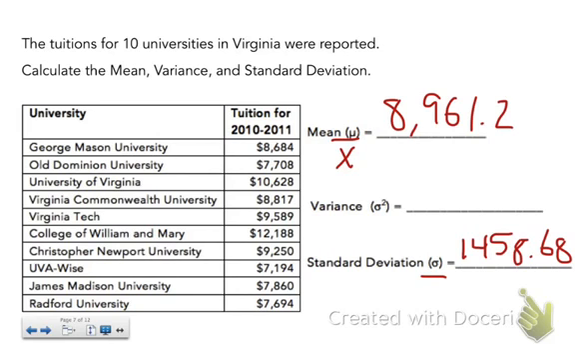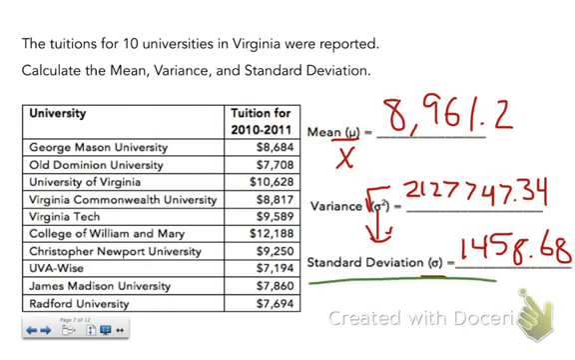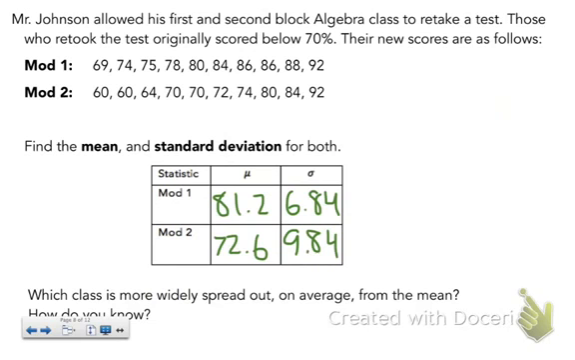And then variance, your calculator doesn't give you variance, but if you remember when we found it by hand, we found the variance first and then took the square root to get standard deviation. So we can just go backwards. Instead, we can square the standard deviation to get the variance, which is 2,127,747. But the more important part, don't forget, is the standard deviation, because that actually tells us how spread out our data is.